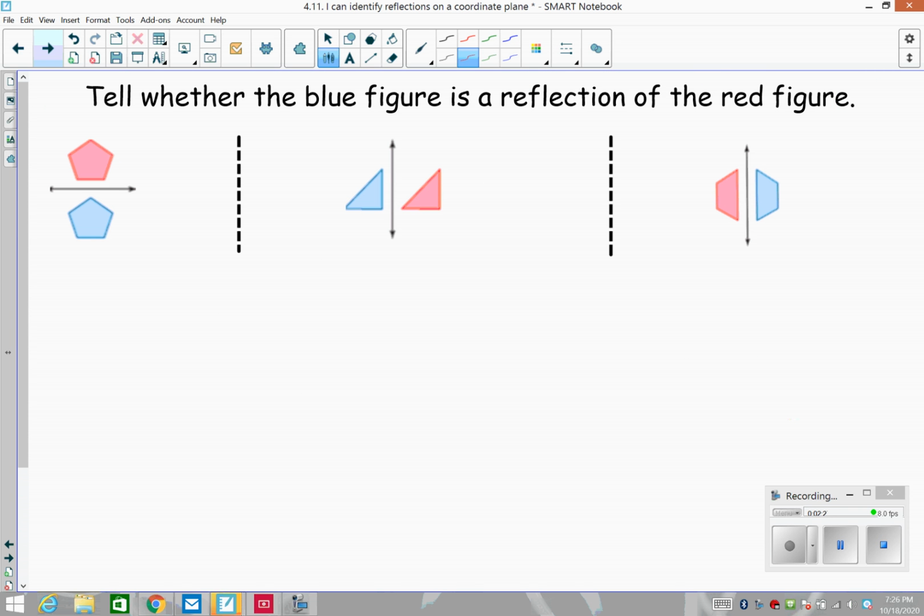So same plan on these three. Why don't you take a look at these three and decide, is it a reflection from the blue figure to the red figure? Pause the video, say yes or no, is it a reflection?